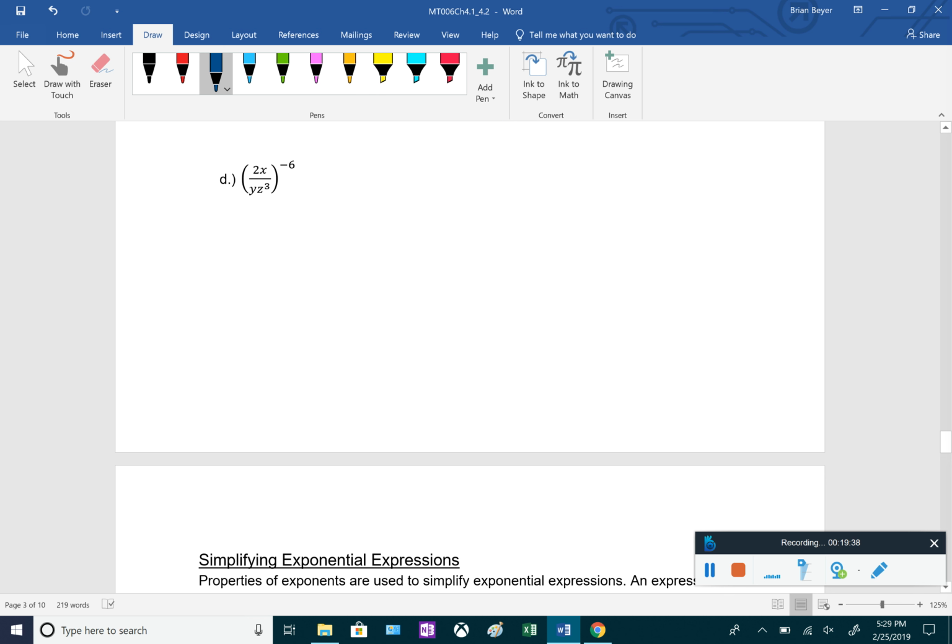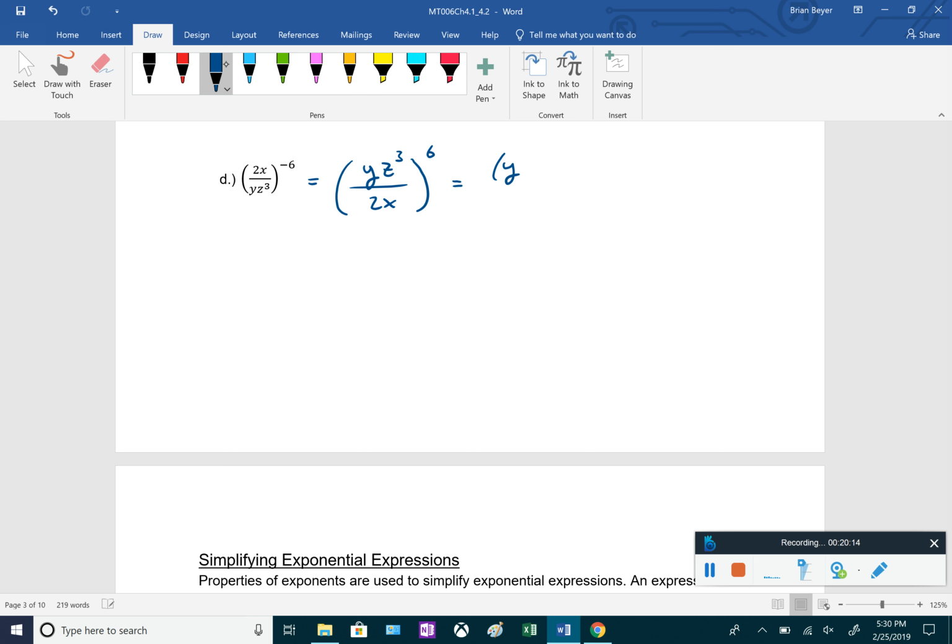Last one here, we have 2x over yz cubed to the negative 6. So a little trick for this one, when you have a fraction to a negative exponent, what you should always do first is you should reciprocate the fraction. So I'm going to make it yz cubed over 2x. When you do that, the exponent of 6 here becomes positive. So negative exponent over a fraction, make it positive by reciprocating that fraction.